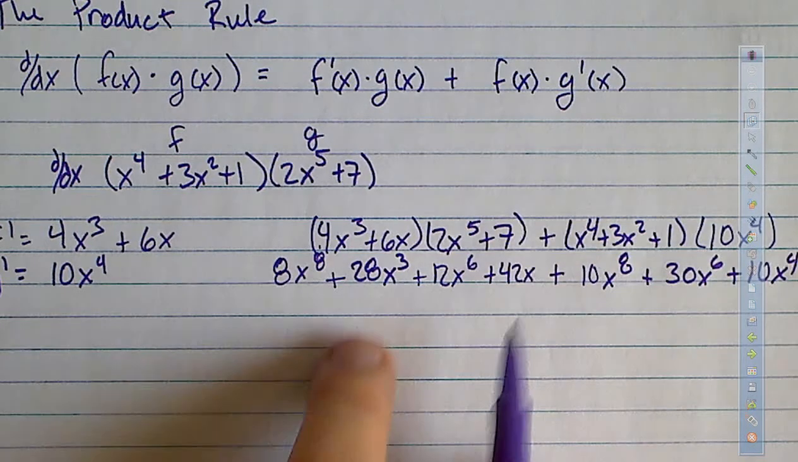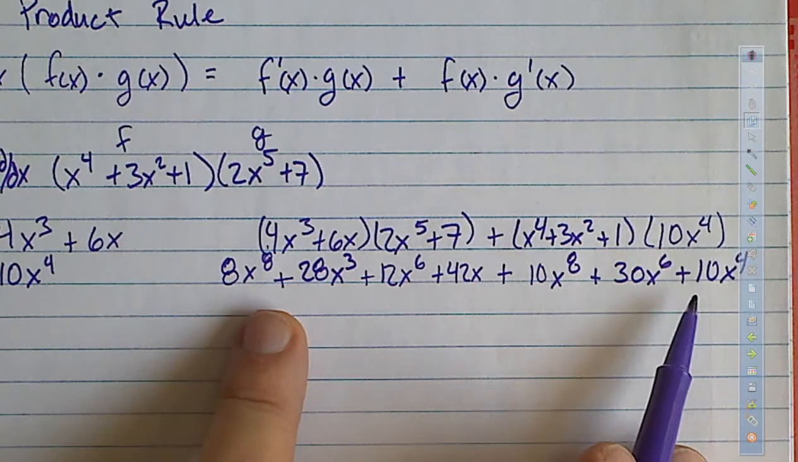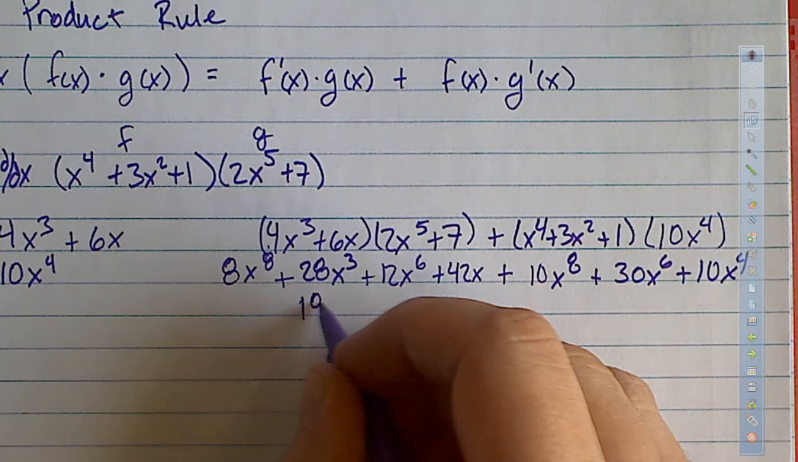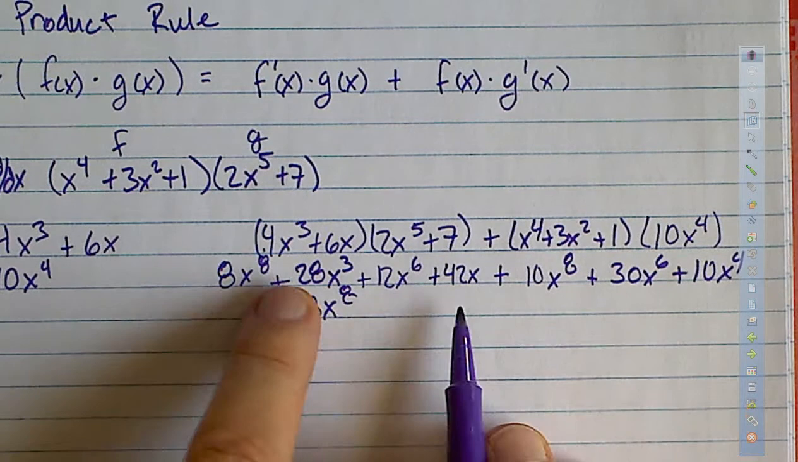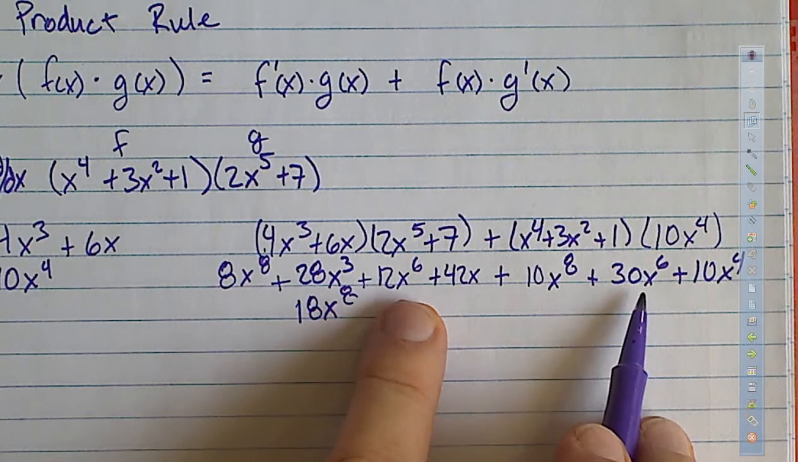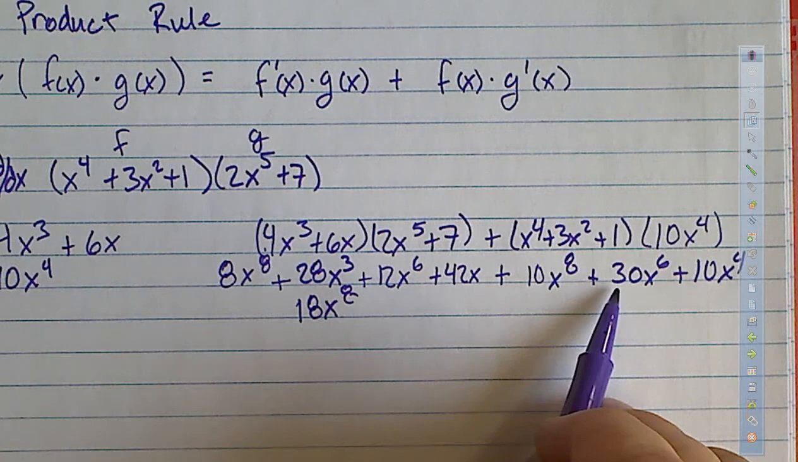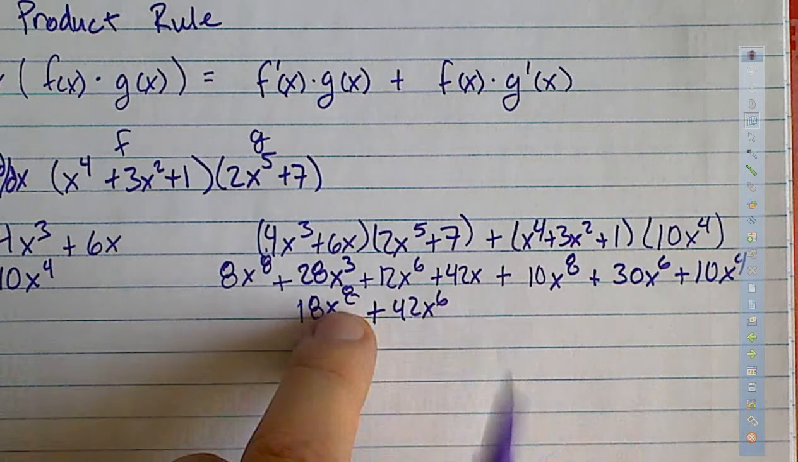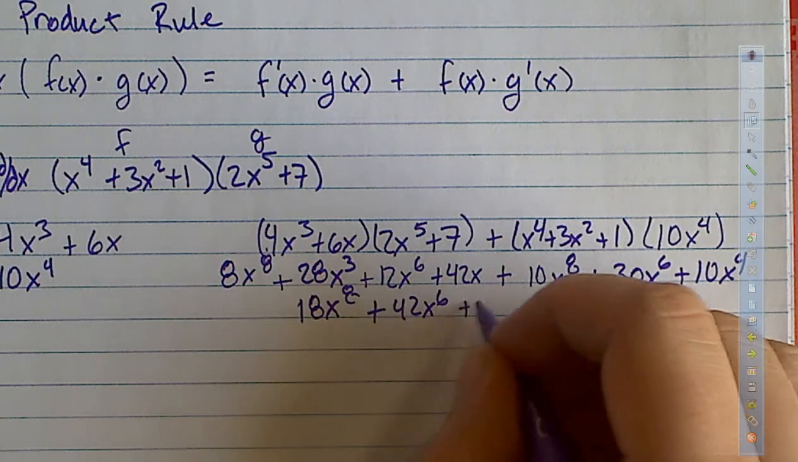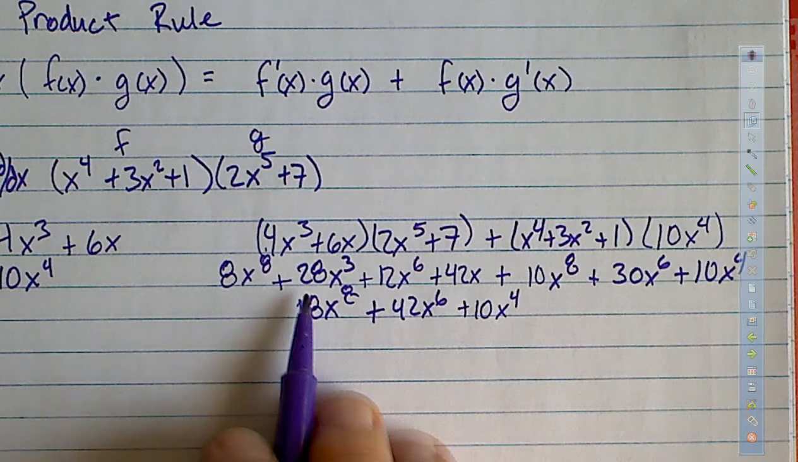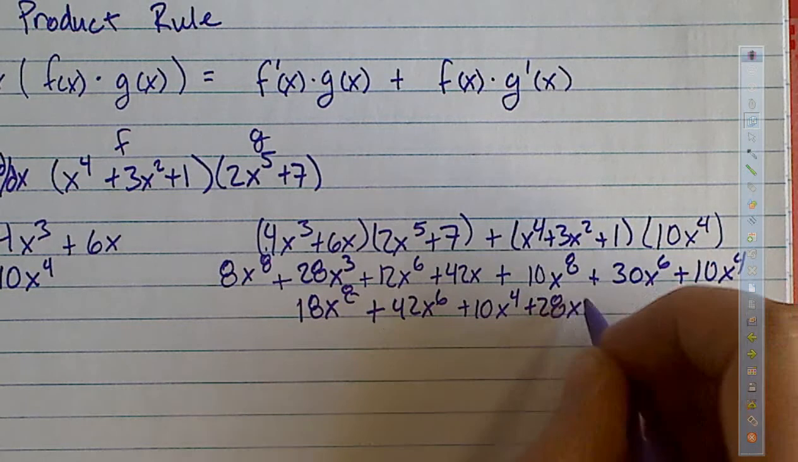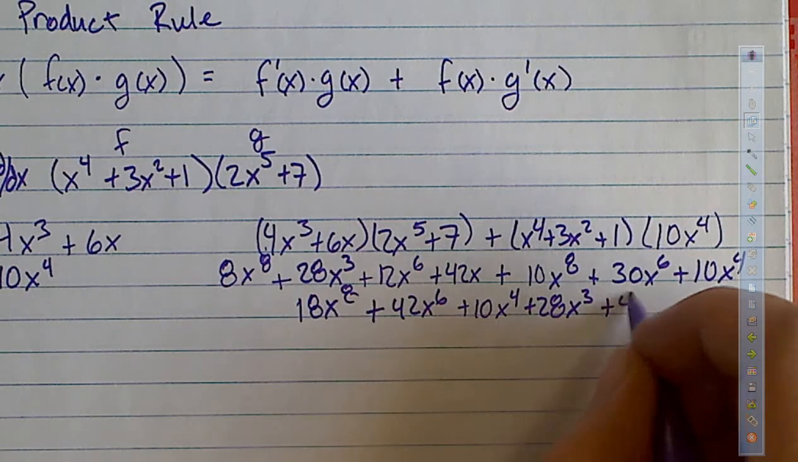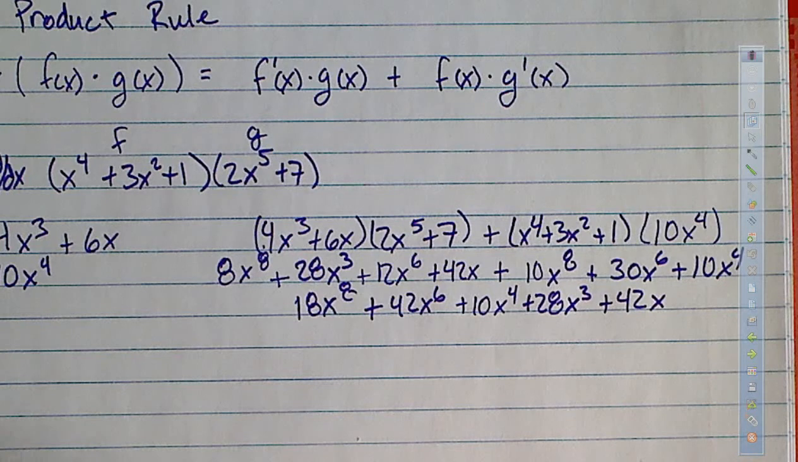And now there are some like terms in here that I can combine. So for example, for x to the 8th, I've got 8x to the 8th plus 10x to the 8th, so that's 18x to the 8th. I don't have anything to go with the third, but I'll deal with that in a second. I do have some plain sixes, so I'm going to do plus 12x to the 6th plus 30x to the 6th is plus 42x to the 6th. I don't have anything to combine with the x to the 4th back here, so plus 10x to the 4th. Don't have anything to combine with 28x to the 3rd, so plus 28x to the 3rd. And then, is it just this 42x that's left now? Yeah. Plus 42x. So that would be the derivative of this function.